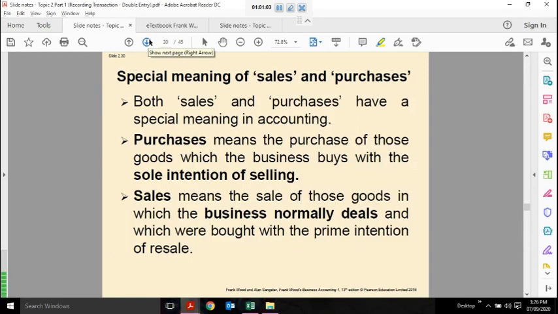Now, the special meaning of sales and purchases. Both sales and purchases have a special meaning in accounting. Purchases means the purchase of those goods which the business buys with the sole intention of selling. Meanwhile, sales means the sale of those goods in which the business normally deals and which were bought with the prime intention of resale.